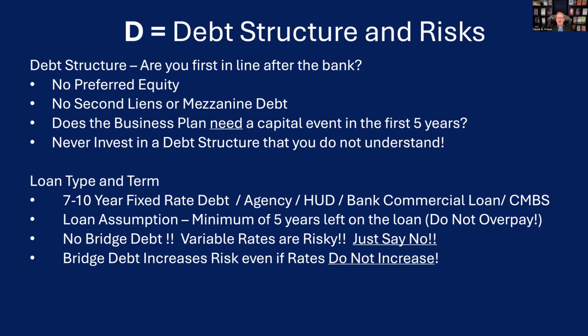So another problem is bridge debt increases risk even if rates don't increase. Most people don't think about this. So what does that mean? There's two problems with bridge debt. One is the debt is for a much shorter amount of time. So generally, bridge debt is 3-year debt.